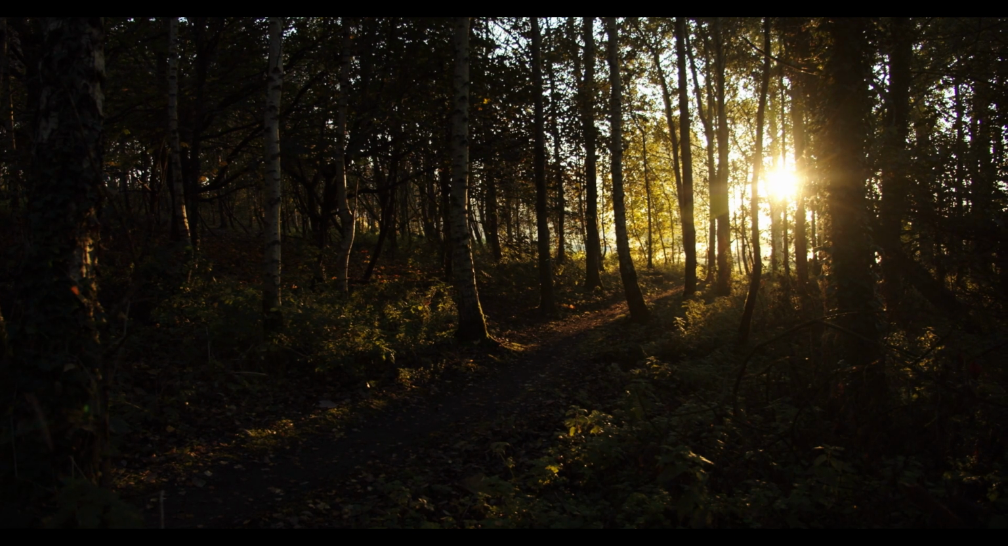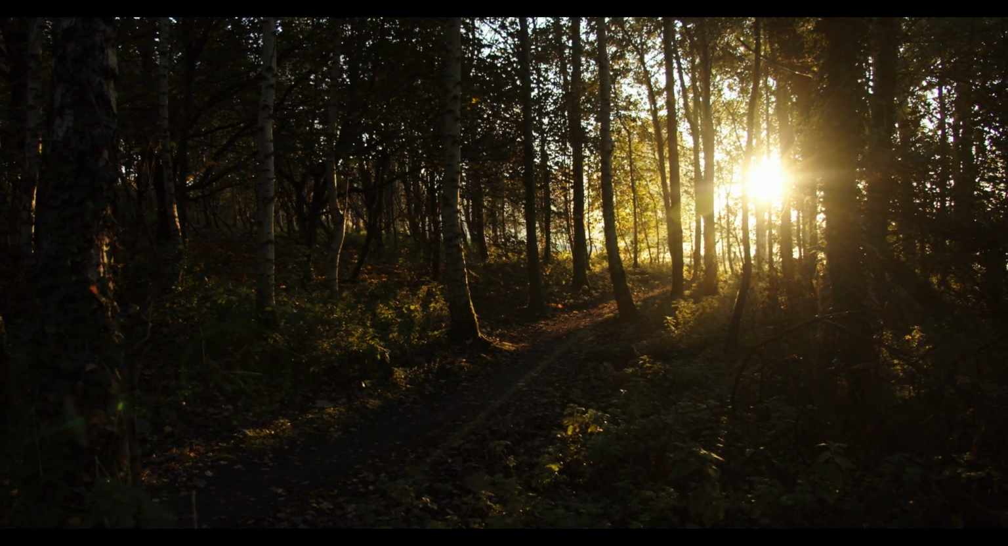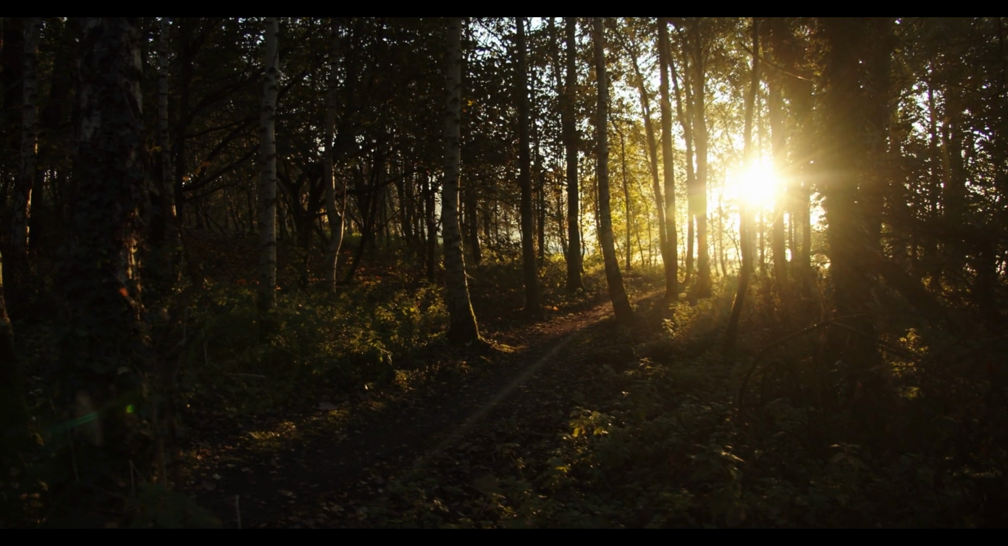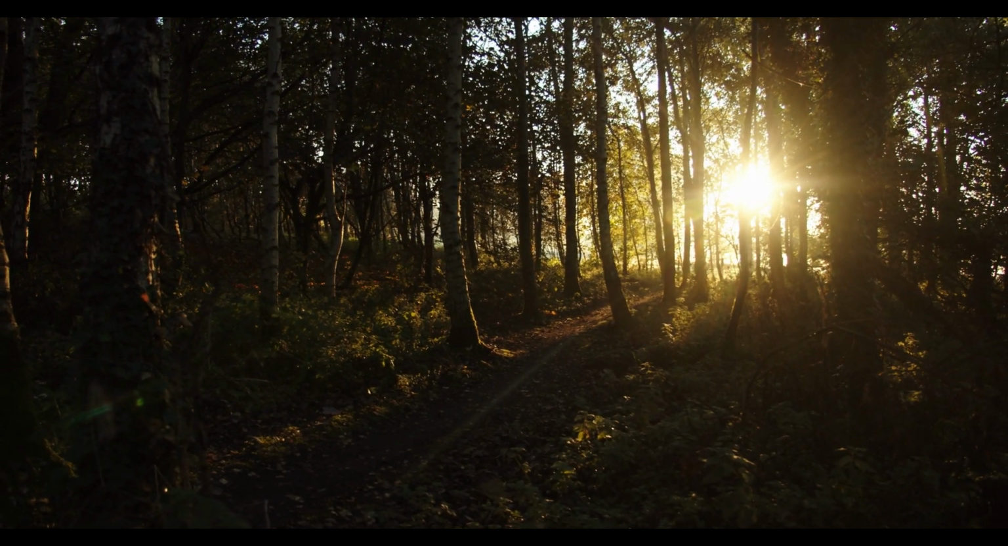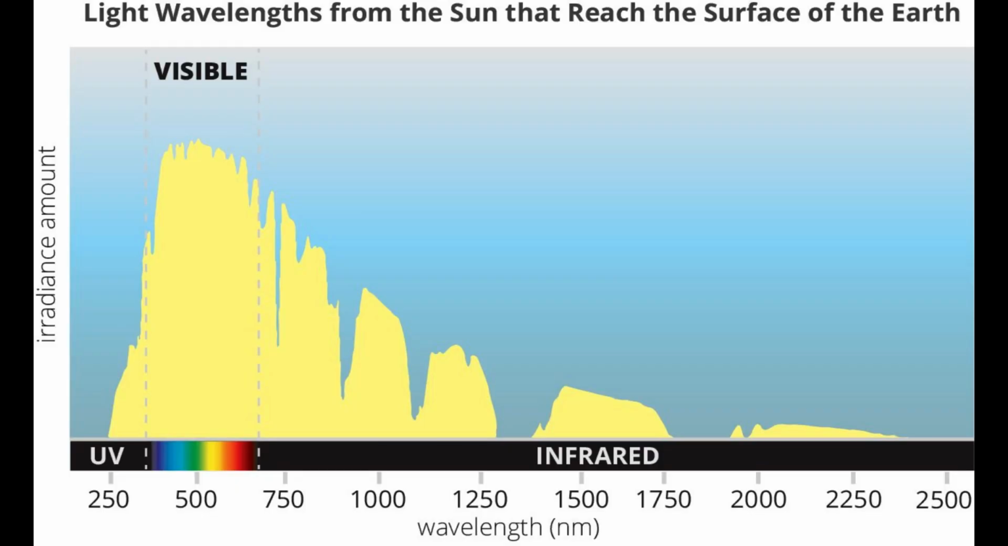So that may lead to another question: how do our eyes detect color? As we all know, the sun produces light at all wavelengths of the electromagnetic spectrum, but most sunlight that reaches the surface of the Earth is within the visible range. Wavelength is measured here in nanometers, nm.